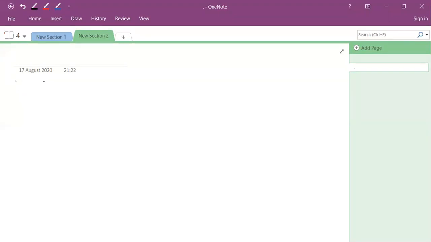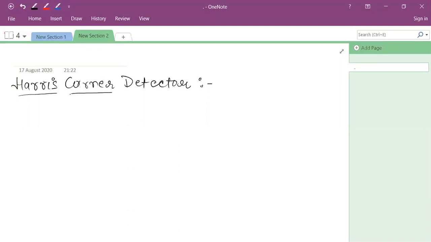So we will start today's topic, that is the Harris corner detector. As the name indicates, this algorithm is used to detect the corners inside the objects of the images, and Harris is the name of the scientist who developed this algorithm.